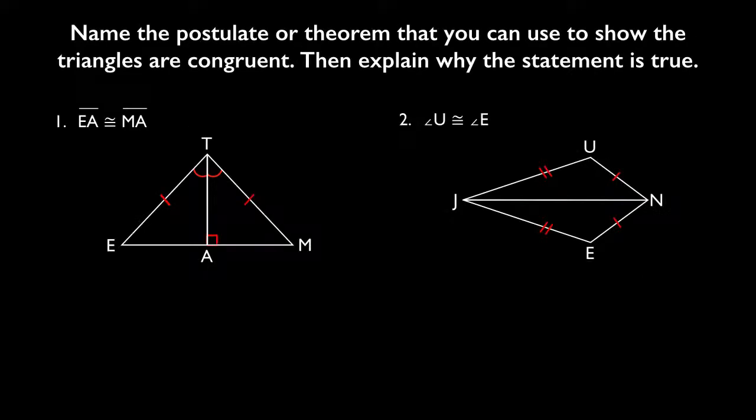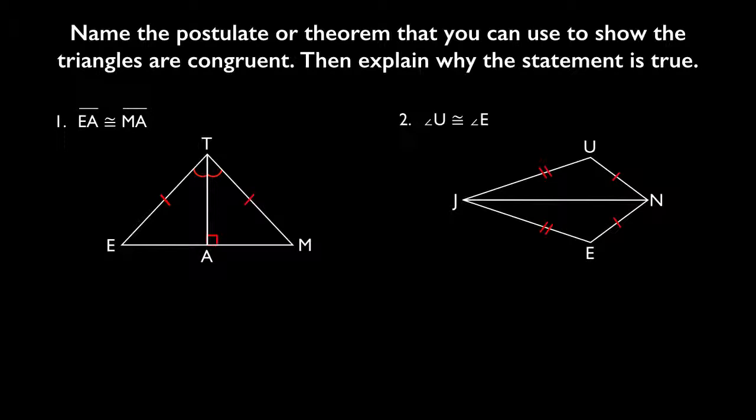So let's do a couple of informal problems here. We are going to name the postulate or theorem that says that these triangles are congruent, and then we're going to explain why the statement that's given is true. So in the first one, we need to explain why segment EA is congruent to segment MA. If you look at the figure, we're given that two angles are congruent and two sides are congruent by the markings. But notice that angle TAM is a right angle.